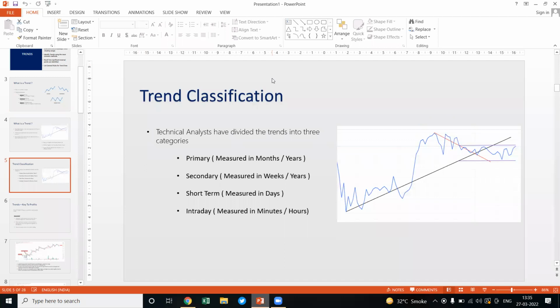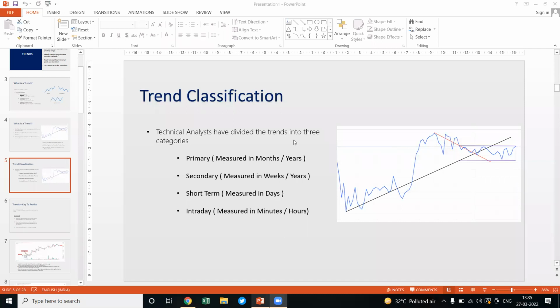So trend identification depends upon the category of trend. There are three major categories. First is the primary trend. The primary trend is for a very large investment horizon, for people who are there for investment purposes, and it is measured in months and years. Whenever you are looking at a chart for an investment horizon, look at the monthly chart and the weekly chart. Do not go to the daily chart, because you are not concerned about the daily price movement.